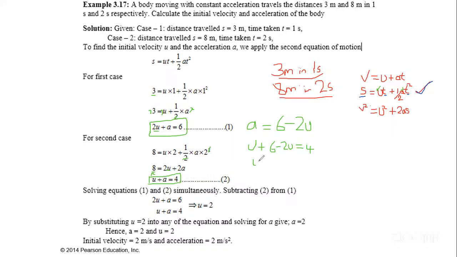So here I'll have u plus 6 minus 2u is equal to 4. u minus 2u gives minus u. I move 6 across, minus 6, so this will give me minus u equals minus 2. The minus cancels out, so u is equal to 2 meters per second.